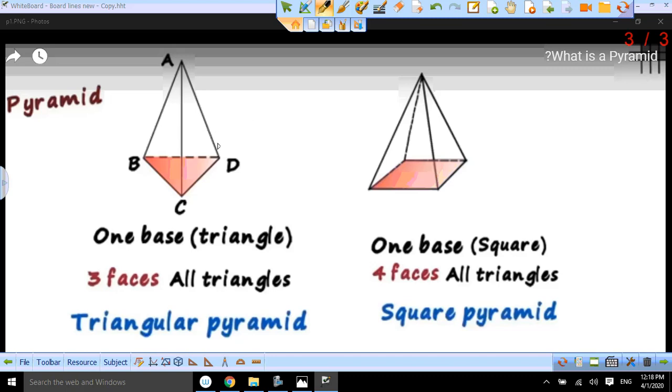Hello everyone, this is for the difference between triangular pyramid and square pyramid. The triangular pyramid has one base in the shape of triangle, as we see here, and three faces, all of them are triangles. So it has four faces in all, with one base in the shape of triangle and the three other faces.